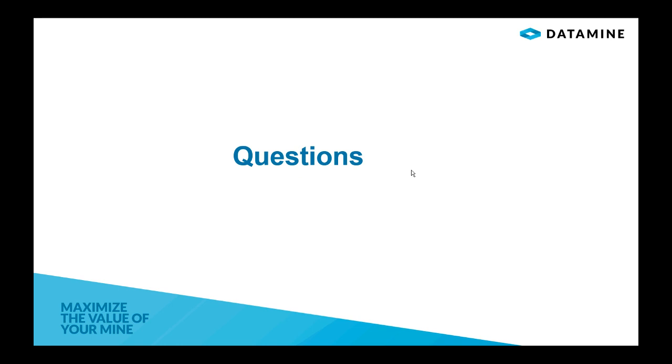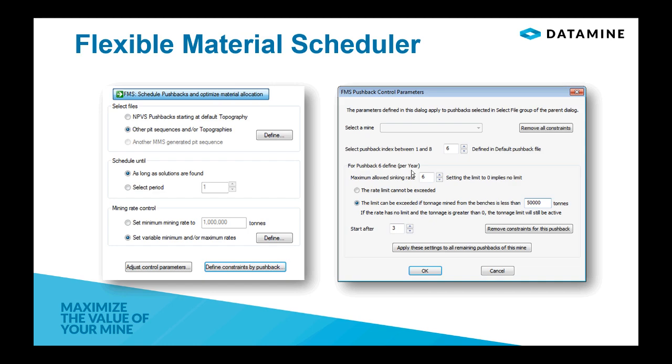As I mentioned earlier, if you have any question for our presenter Damien, please type it into the chat box on your screen. And during the presentation, I have received a couple of questions. One of them being, can we determine diluted grade in NPV Scheduler? And if we can, how can we do that?